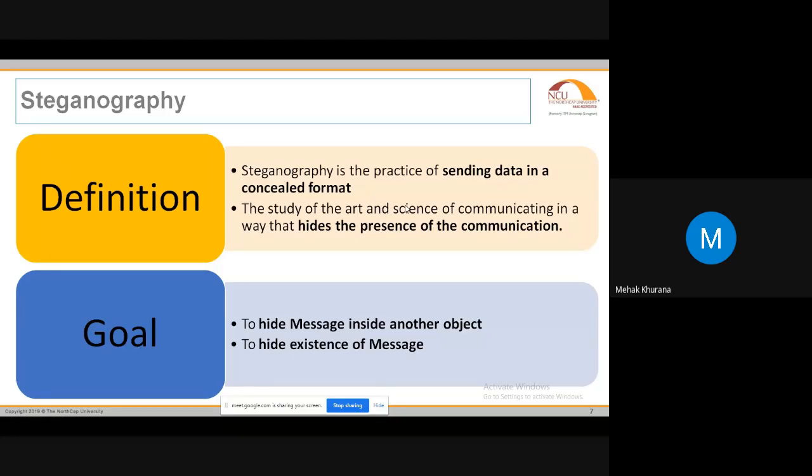Next, coming to the history of steganography. Steganography is not a new term that has come recently. Cryptography is also not a word that has come recently. Steganography is a term that started in 1400 BC. People used to communicate, and it is not that people never secured their data. They used to secure the data.